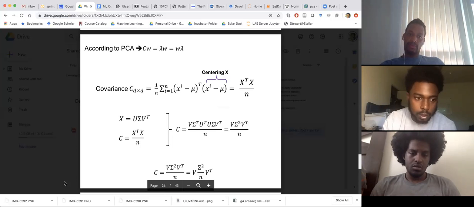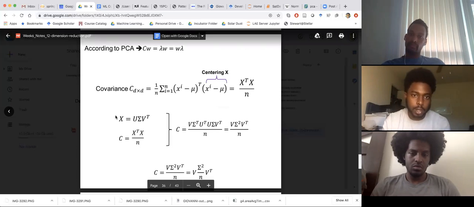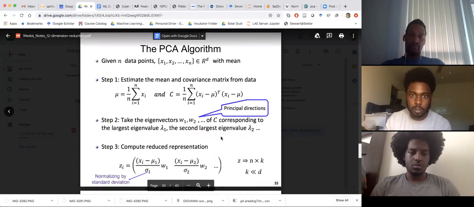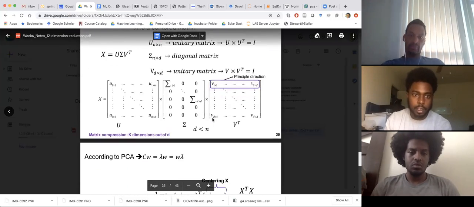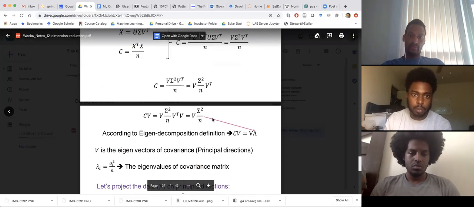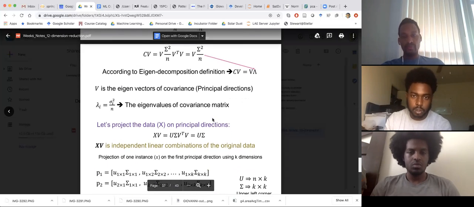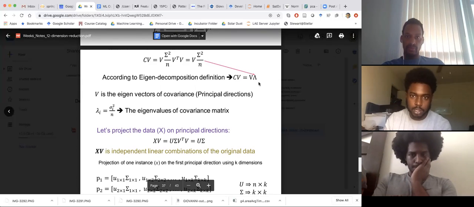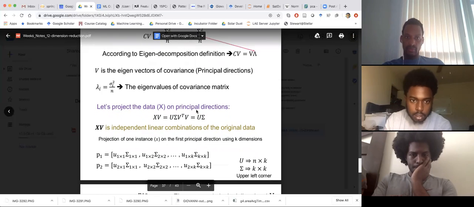Okay, so again, what's happening here is we're exploiting singular value decomposition in order to efficiently compute our covariance matrix, which, as you remember, is step one. And then, according to the eigen decomposition definition, we need to get the eigenvectors of the covariance. And so I think what's happening here.